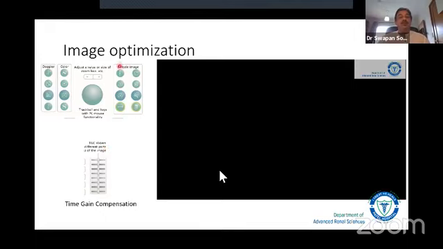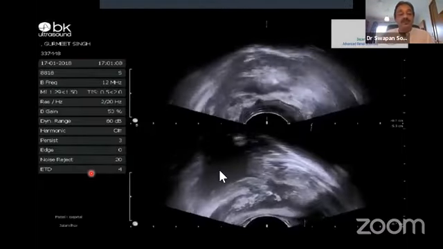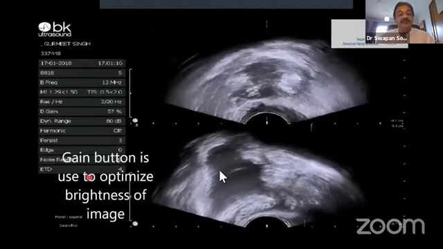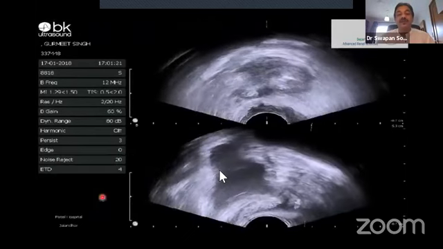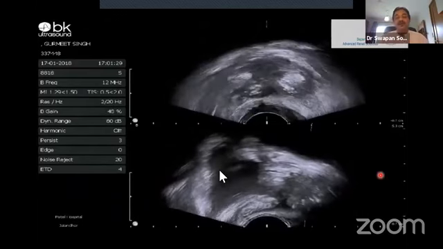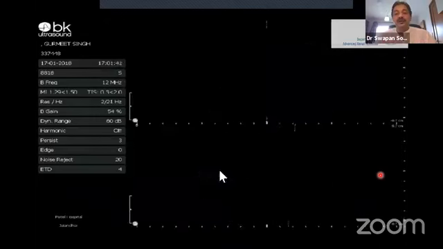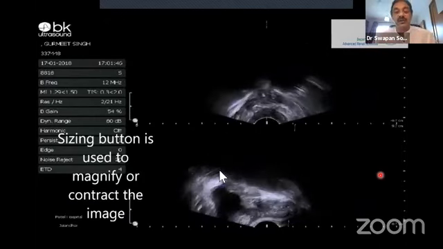So how do you do the image optimization? You have B mode imaging, and then you have the time gain compensation. I'll just play you a short video on how to use the image optimization controls. The gain button is used to optimize the brightness of the image. You can see the image turning bright and dark, and you can set it at an optimum value so as to get a good contrast of the image.